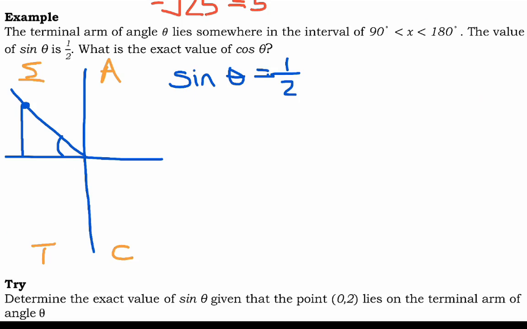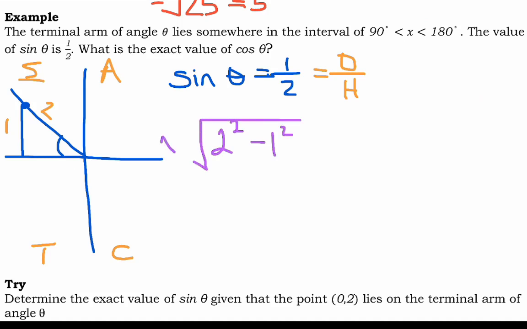Now what does sine tell us? Sine tells us the opposite side divided by the hypotenuse. So this time we know the hypotenuse is 2. We know the opposite side is 1. So now we have to figure out the adjacent side, not the hypotenuse this time. We're looking for one of the legs of the triangle, so we would do 2 squared minus 1 squared and square root that, and that would get us our x value.